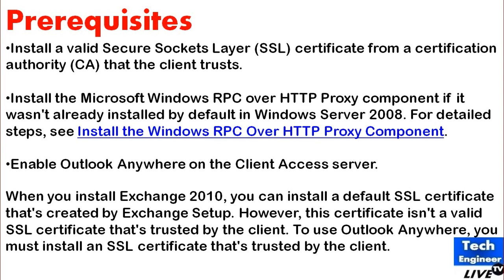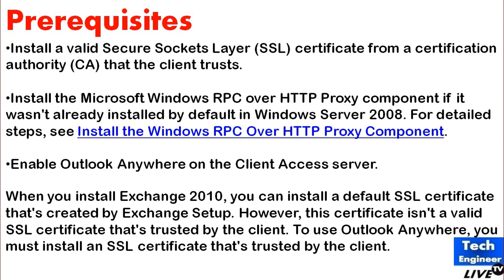authority, that is CA. And then we need to install the Microsoft Windows RPC over HTTP proxy component. If it wasn't already installed by default in Windows Server 2008, then you have to install the Windows RPC over HTTP proxy component. So you need to find out the details of the Windows RPC over HTTP proxy component.